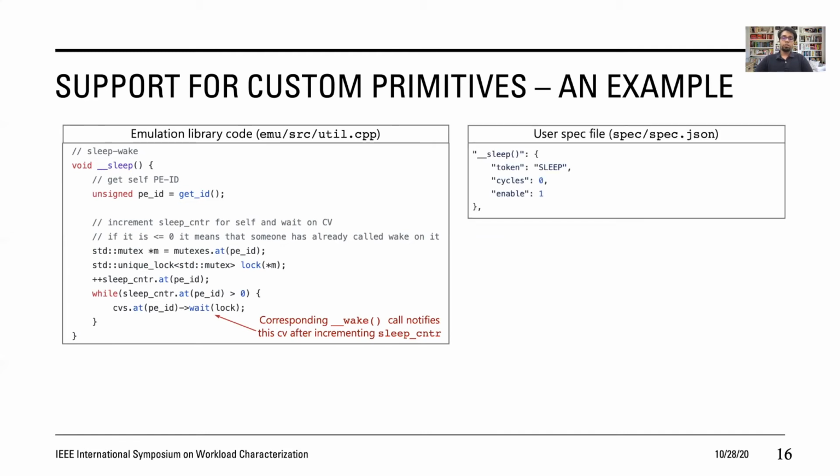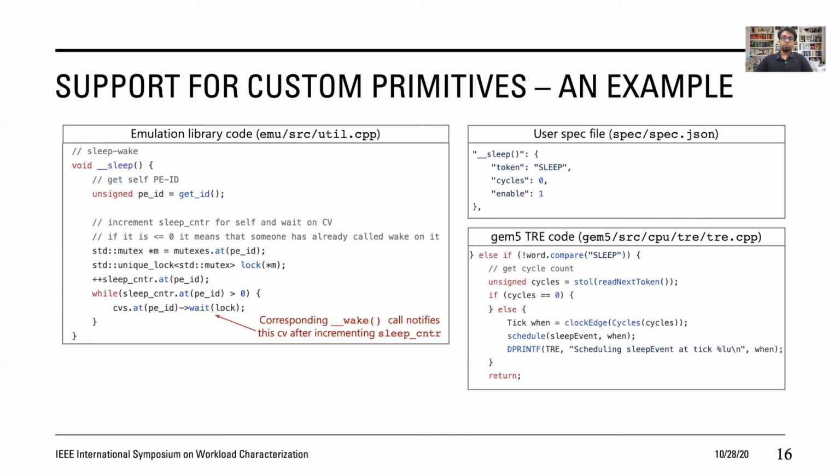Next, we add an entry to the user specification JSON file. And finally, we implement the primitive in the Gem5 TRE class member function called tick, where I show a snippet of tick here. Here we use a simple trick where we have the TRE return without scheduling its next clock tick, and that is instead scheduled by a different TRE on its behalf. This approach avoids the expensive alternative of a polling mechanism that would have otherwise led to significantly increased simulation time.